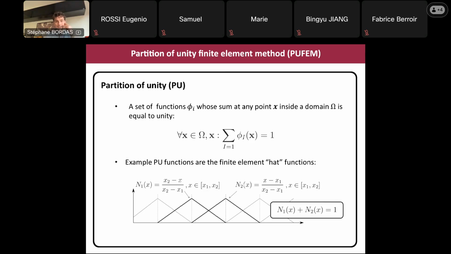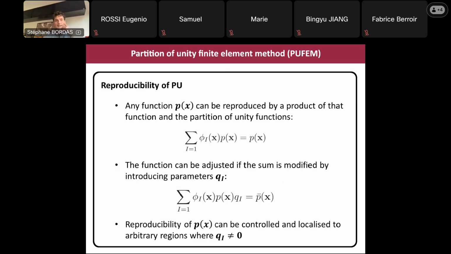And that is called nothing else but partition of unity. You can check it. x2 minus x divided by x2 minus x1, plus x minus x1 divided by x2 minus x1. If you add these two, you end up with x2 minus x1 over x2 minus x1, because the x drops out, which is 1. So that works. N1 plus N2 equals 1. Cool. Now, what does that actually tell us?